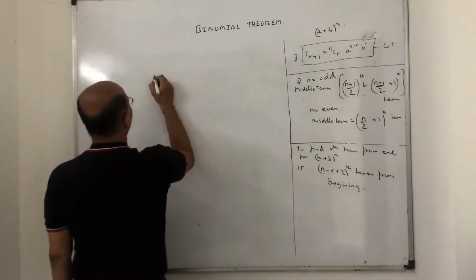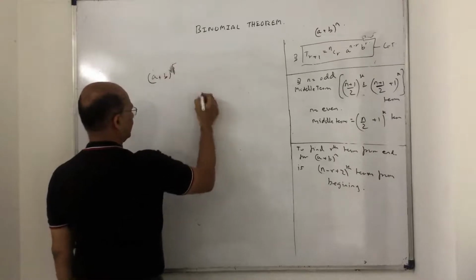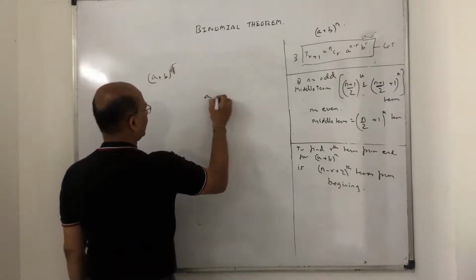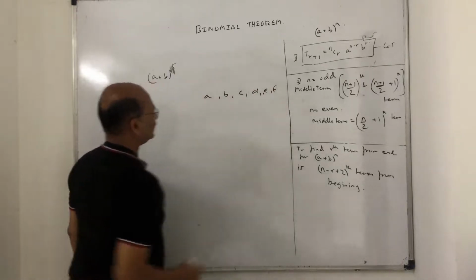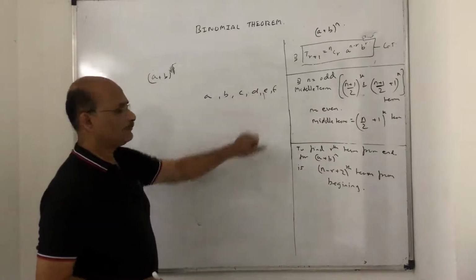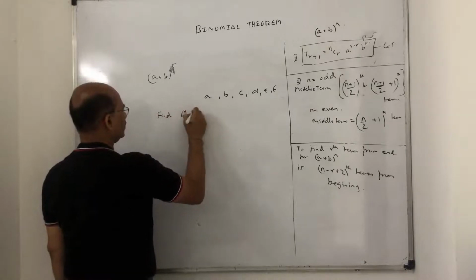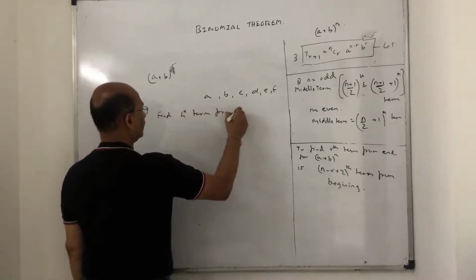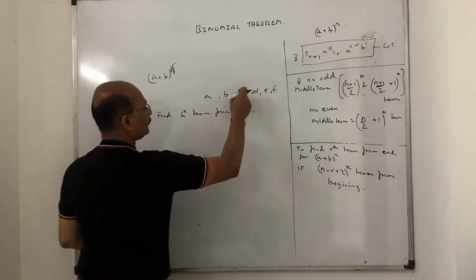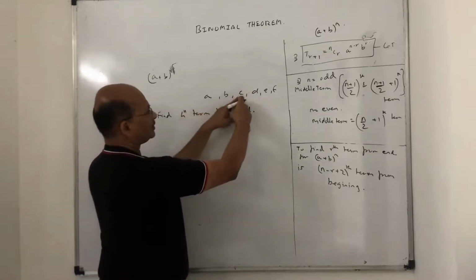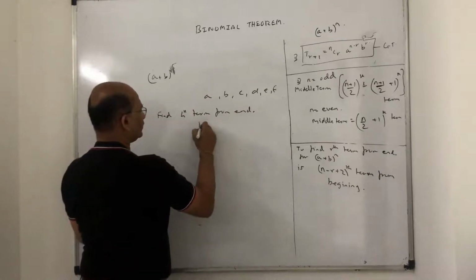Now suppose I say (a plus b) raised to n, with a raised to 5 there. So suppose the terms are a, b, c, d, e, f, because 5 plus 1, 6 terms will be there, correct? Right, after expansion: 1, 2, 3, 4, 5, 6. Now if I say find the fourth term from the end, that means first, second, third, fourth. That means from the first term it is the third term. So the fourth term from the end is T3.